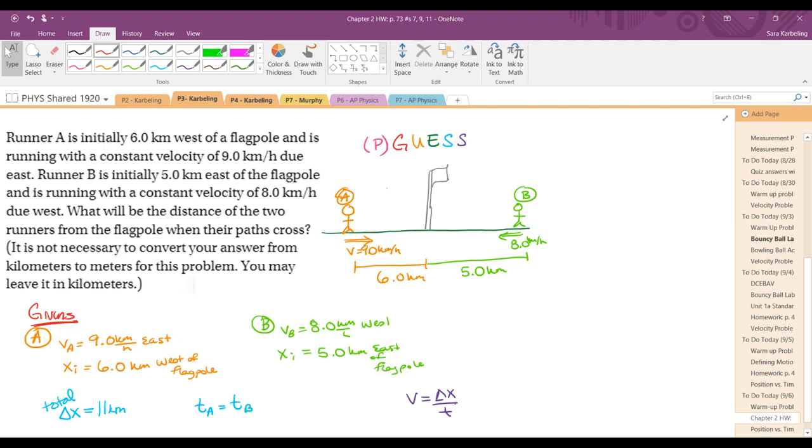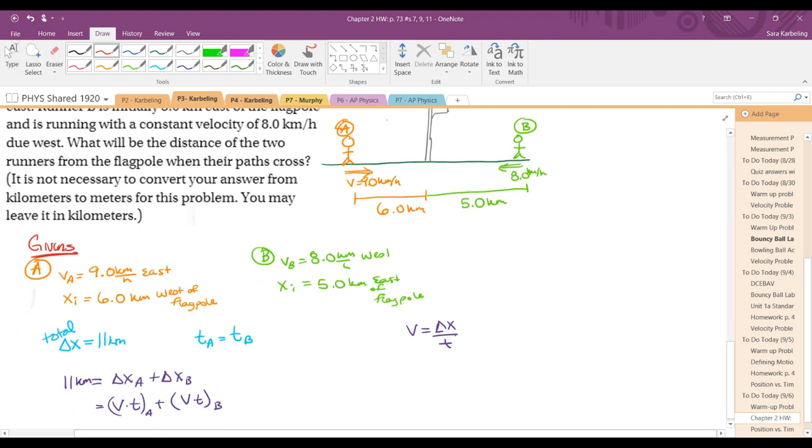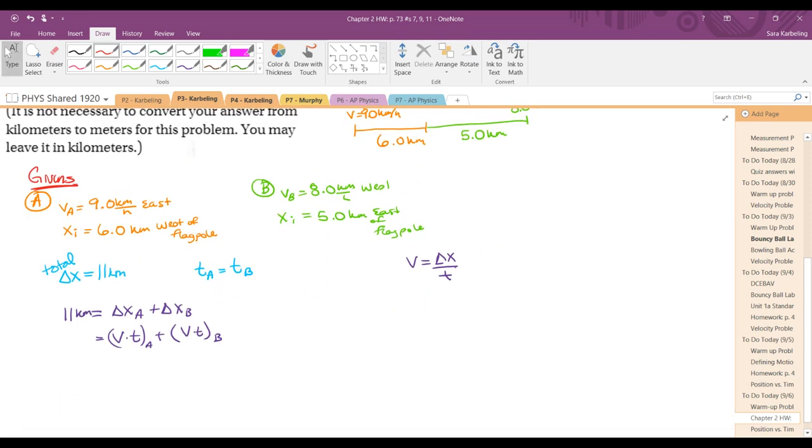We drew a picture because pictures are always helpful when we're trying to get our heads around something. We wrote down some givens, and we got to this point here. We said that together those two people have to run 11 kilometers towards one another, right? We said that that's going to be some distance A and some distance B, and each of those distances is going to be the velocity of that person times some amount of time. But I think that we agreed yesterday that the time had to be equal for A and for B.